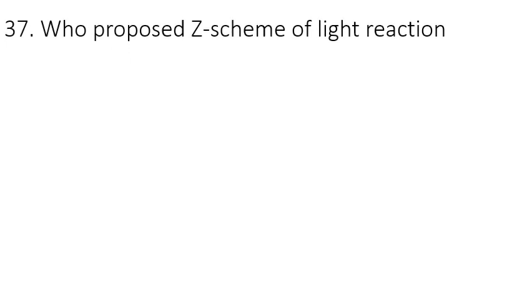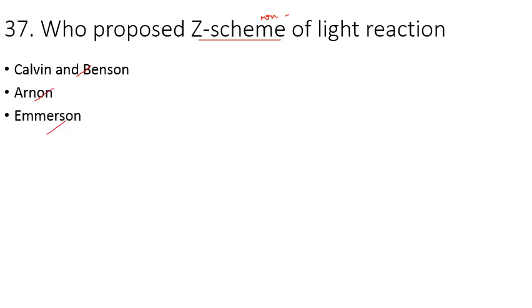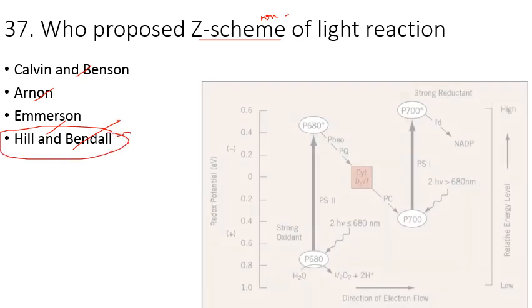The next question is who proposed the Z scheme of light reaction? Z scheme is a term used for non-cyclic photophosphorylation. So it is the process of converting light energy into chemical form of energy in the form of assimilatory power, that is ATP and NADPH. So the names of scientists are Calvin and Benson, Arnon, and we have Emerson, Hill and Bendall. So its right answer is Hill and Bendall. These were the two scientists who proposed this scheme that is known as Z scheme.